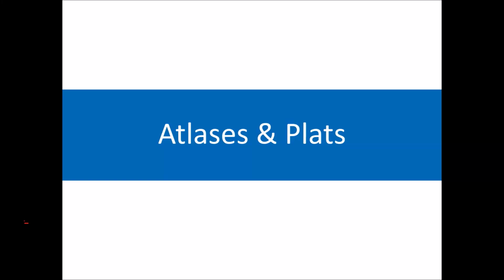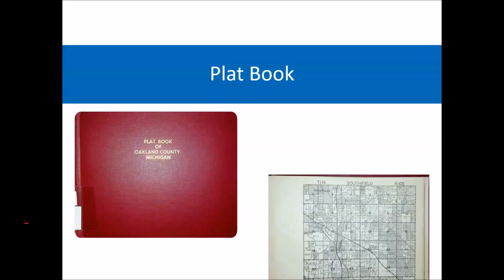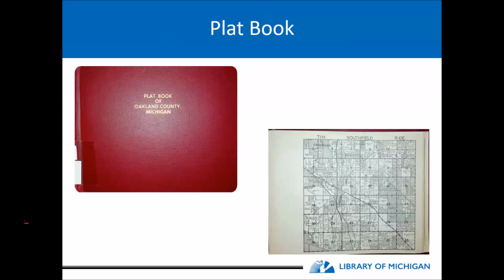So circling back to these general related resources, we're going to move on to the plats and atlases. And just to reiterate, we have them oversized in print, on fiche, and film. So definitely search the catalog. This one is just a random example, Plat Book, Oakland County, Michigan.